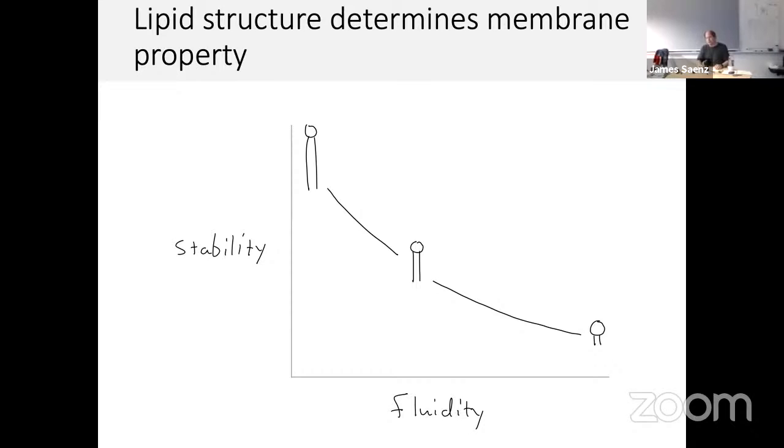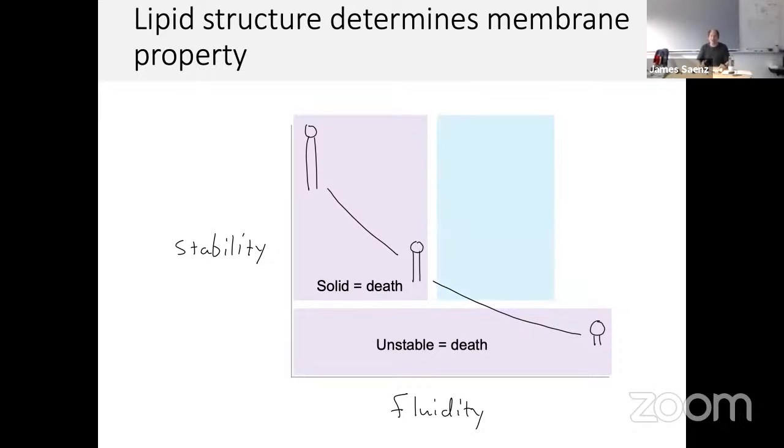Now let's think about this a bit. The lower part of this scheme is not tenable for life because it's fluid, but it won't produce a membrane that's stable enough to support a cell. The left-hand quadrant also isn't good for life because although it's stable, at some point when the acyl chain length gets too long, the membrane becomes solid and the cells die. So life wants to be over here somewhere. How do we get there?